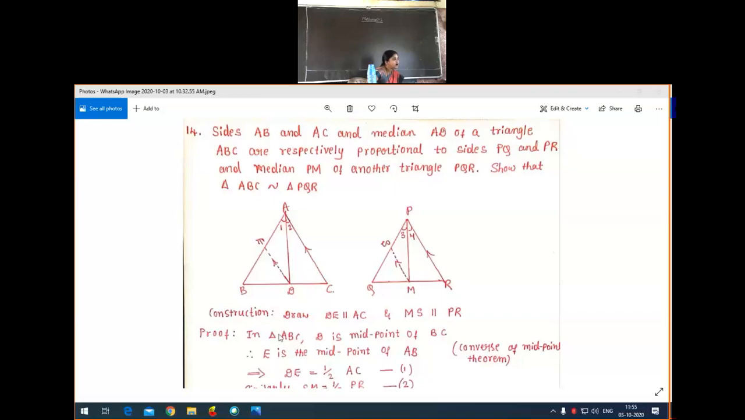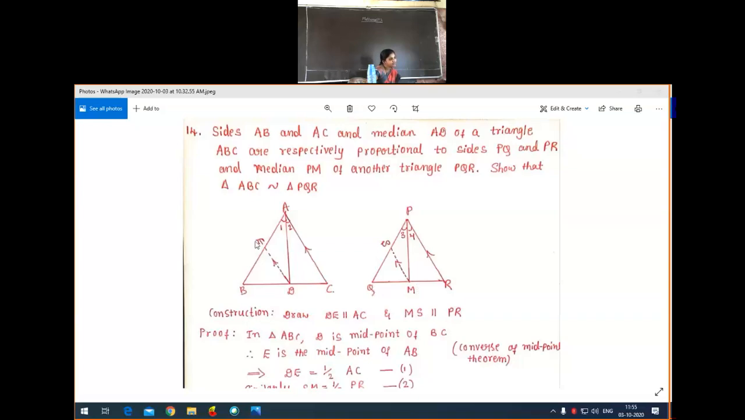Now, in triangle ABC, D is the midpoint of BC. How? Because AD is the median, it divides the third side into two equal parts. Here we are going to use the midpoint theorem concept, which is why this construction is necessary: ED parallel to AC and SM parallel to PR. D is the midpoint of BC, and M is the midpoint of QR.